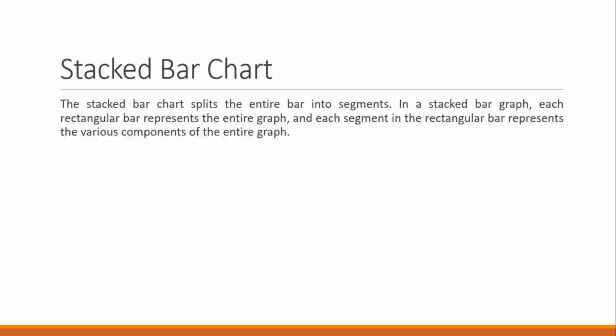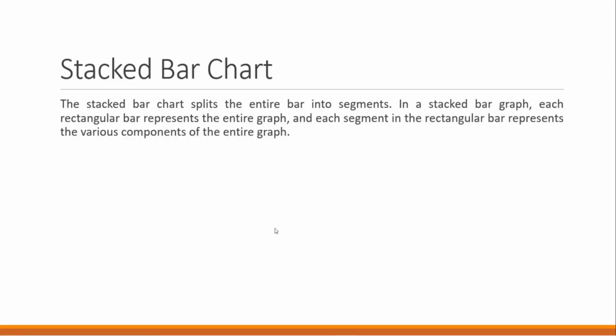Basically, a stacked bar chart is an extended type of a bar chart. It is also referred to as a composite bar graph. A stacked bar chart splits the entire bar into segments, and each rectangular bar represents the entire graph, and each segment in the rectangular bar represents the various components of the entire graph.